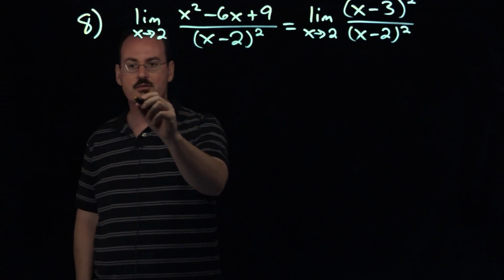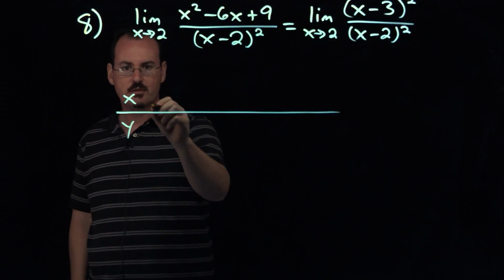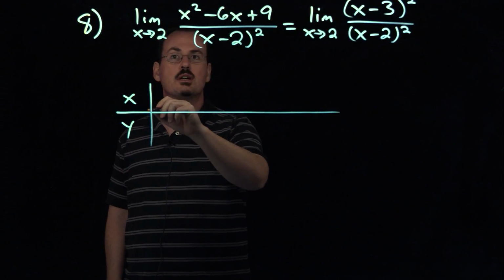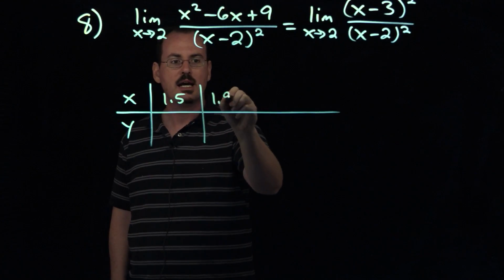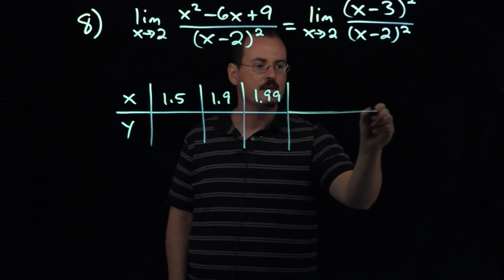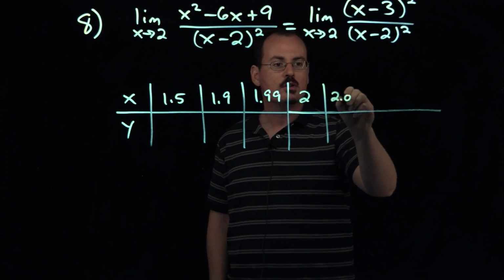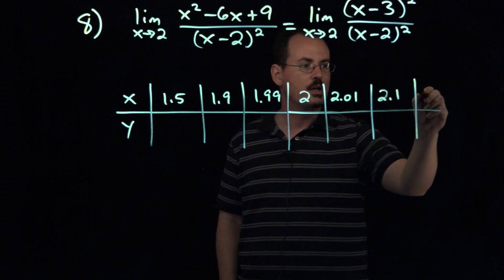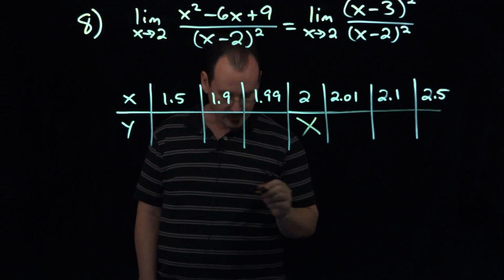So if we make a table of values for this one, and this is pretty much a last resort method if nothing else is going to work, we'll plug in the values that are near 2, just like we had done when we started doing limits. So we'll pick 1.5, 1.9, 1.99, just values that are getting closer and closer to 2. And we'll go ahead and put the 2 there. Then on the other side, we'll get close to 2 as well: 2.01, 2.1, and 2.5. So right here at 2, undefined, we'll just put a big X there.